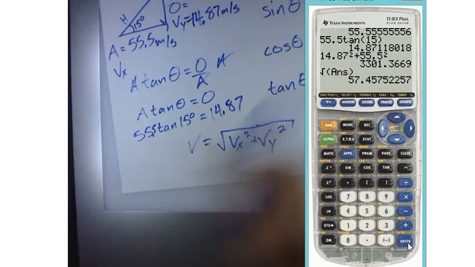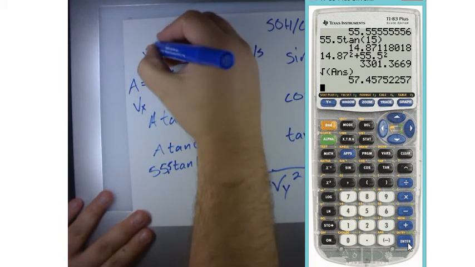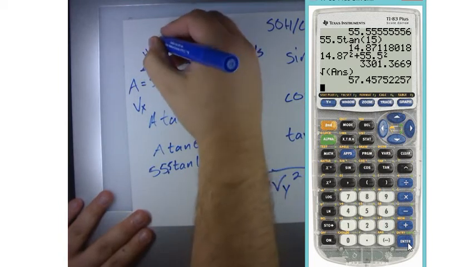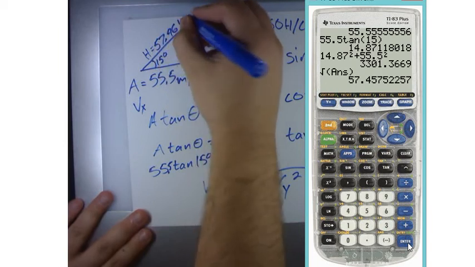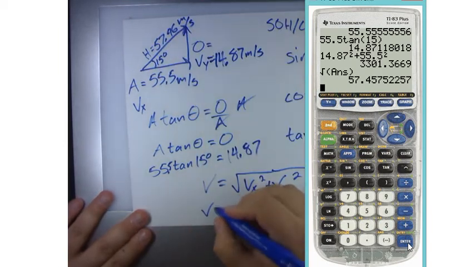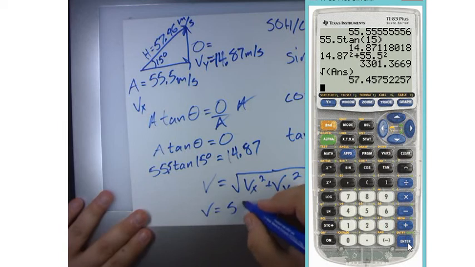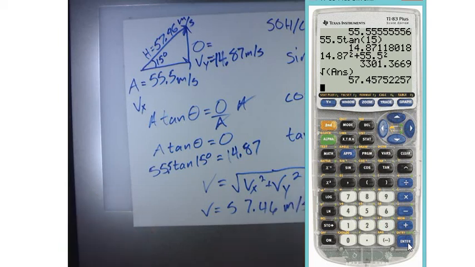And so my overall velocity was 57.46 meters per second. So I'm just going to say about 57.46 meters per second. And I think that was all the questions that they asked, right?